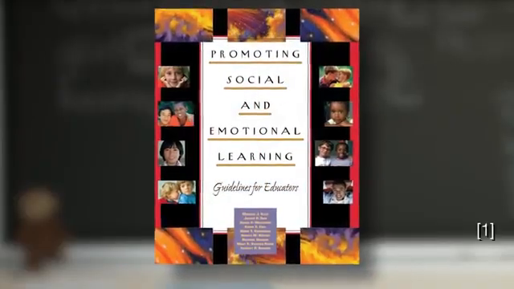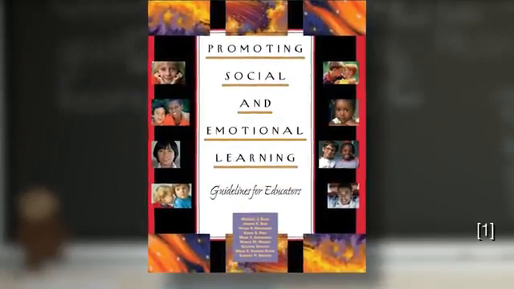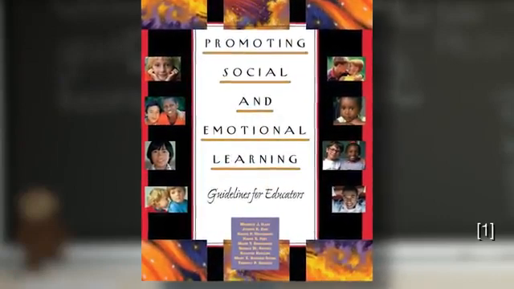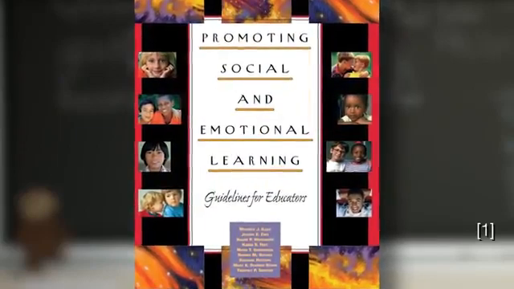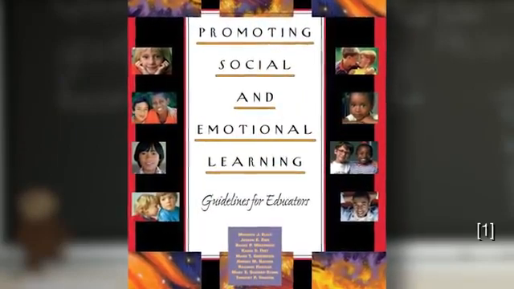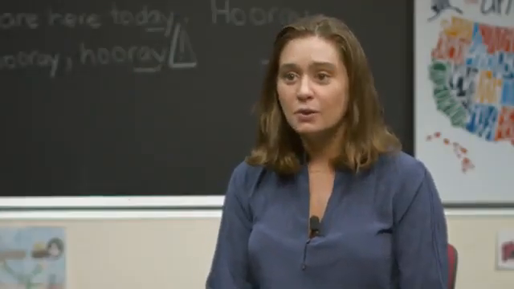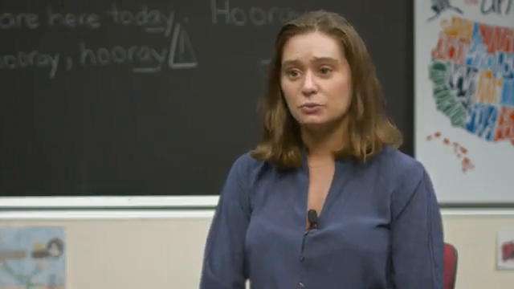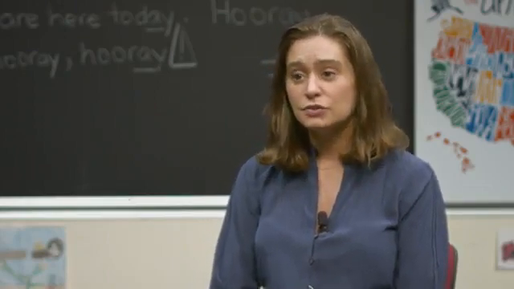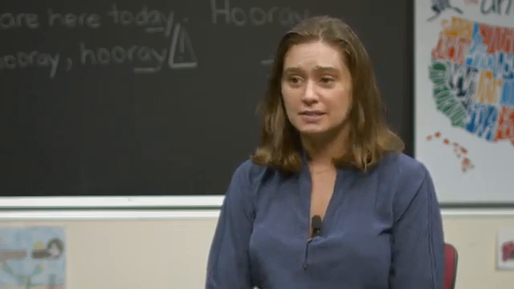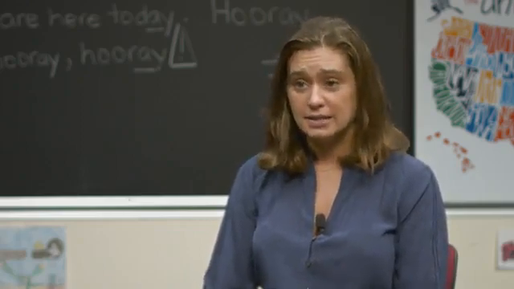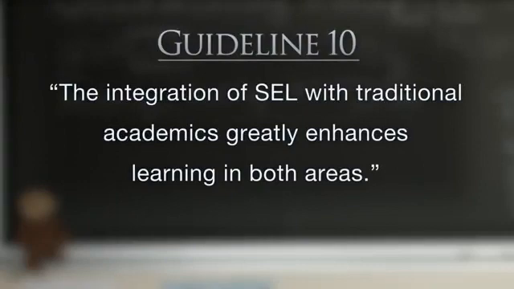This text includes an extensive list of 39 guidelines for social and emotional education, both written in list form in Appendix B of the book itself and addressed one by one in order throughout the 8 chapters of the text. The first 3 chapters of the book largely focus on what SEL is, why we need it, and how it fits into the existing school climate and structure. The guidelines introduced in these chapters similarly attest to these themes. For example, Guideline 10 states, "The integration of SEL with traditional academics greatly enhances learning in both areas," addressing the importance of integrating SEL into existing academic curricula.